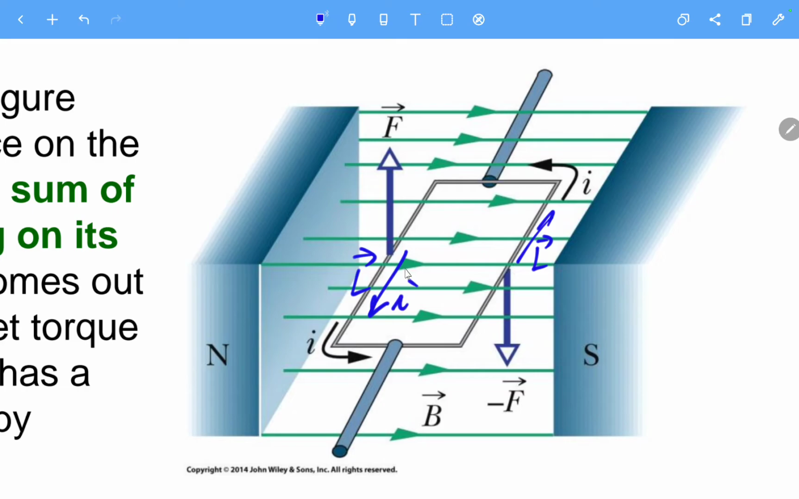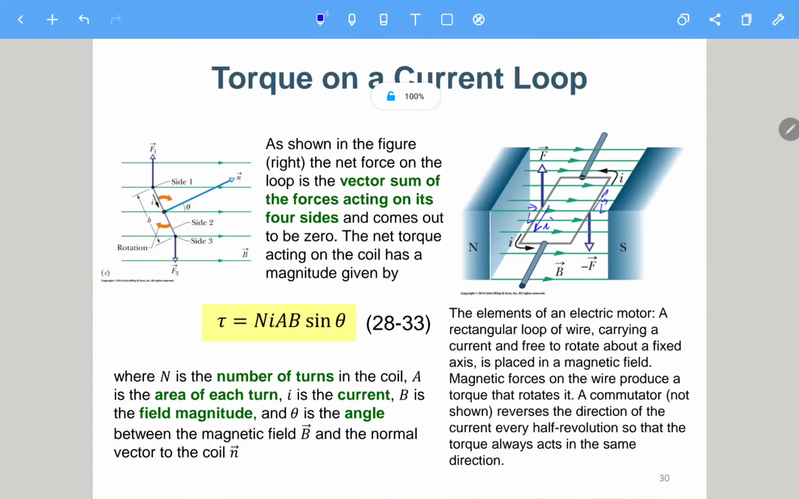So you can see that if we fix this point and this point, the force is going this side, and then this force is going downward. So in this case, this loop will rotate clockwise. It will rotate clockwise. There will be a torque acting on this loop.